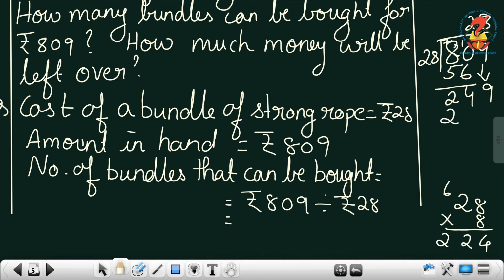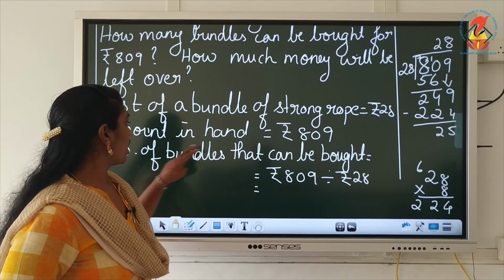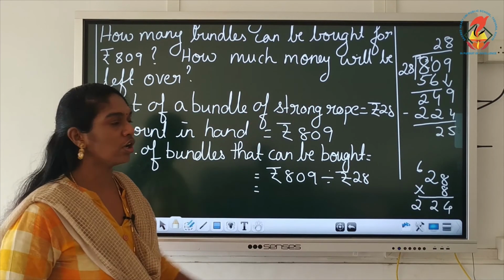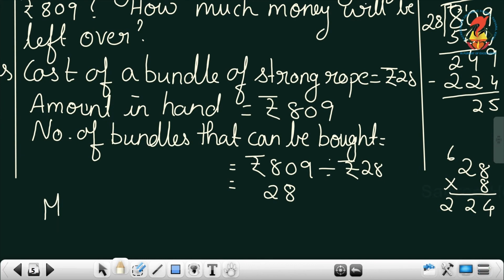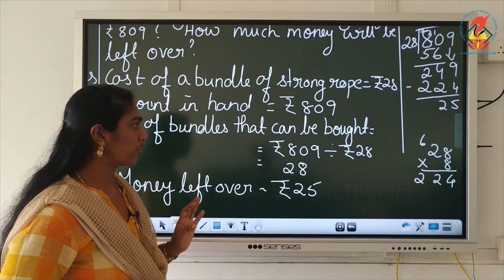So, write 8, 224. When you subtract, you get 25. So, what can you see over here? How many bundles can be bought for this amount? 28 bundles can be bought for this amount. So, you write there 28 bundles. There was one more question. How much money will be left over? Money left over. How much is the amount that is left over? That is rupees 25. Understood, children? This is how you will answer.